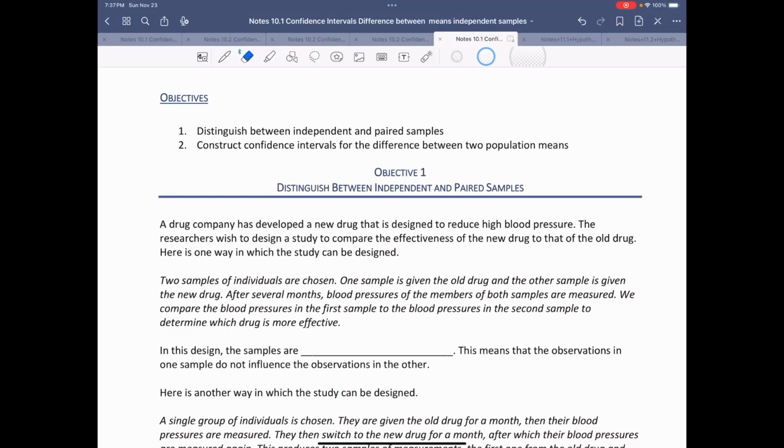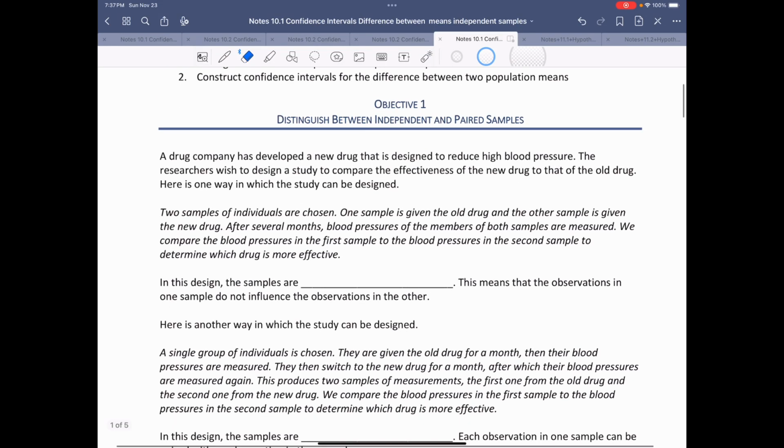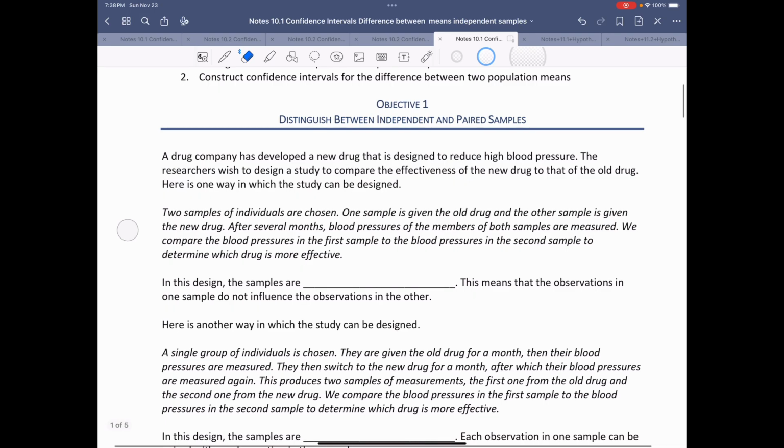For this lesson, the first thing we're going to talk about is how to tell the difference between independent and paired samples, and we'll look at a problem. A drug company has developed a new drug that is designed to reduce high blood pressure. The researchers wish to design a study to compare the effectiveness of the new drug to that of the old drug. Here's one way in which the study can be designed.